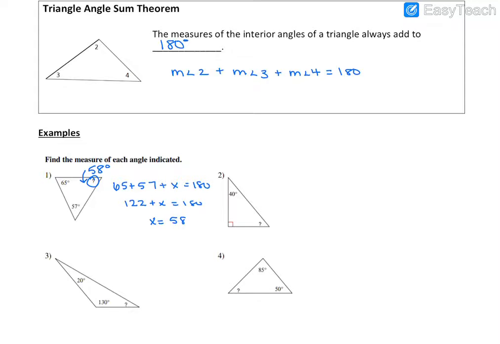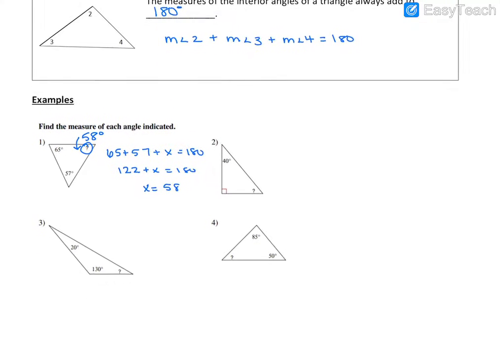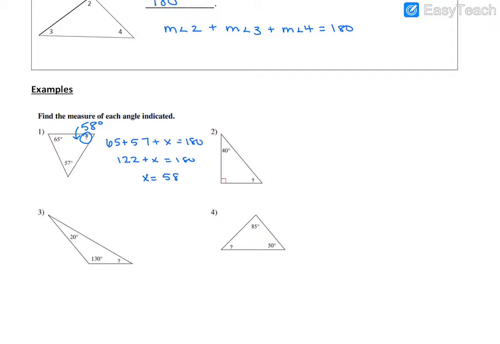Now there are lots of different ways you can go about this. I'm not going to be picky on how you show your work here, but as long as you show me something, whether it's 180 minus the 122, that's essentially what we're doing when we're solving. But on your assignment, you always have to show your work. So make sure you have some way to show work for that.